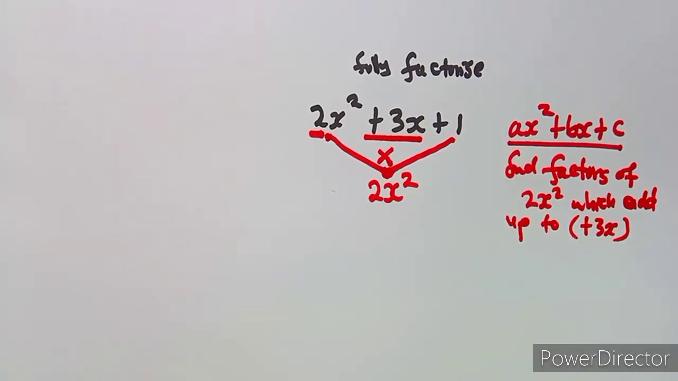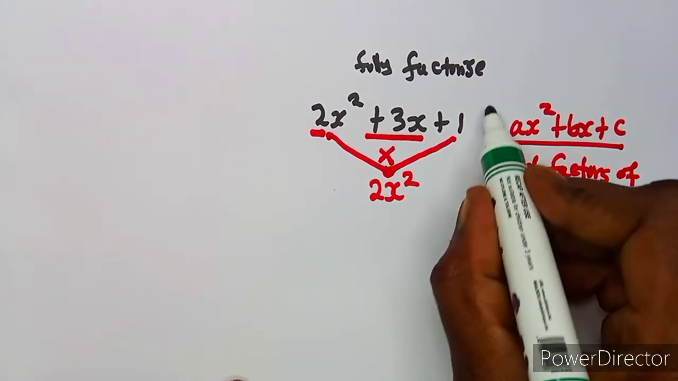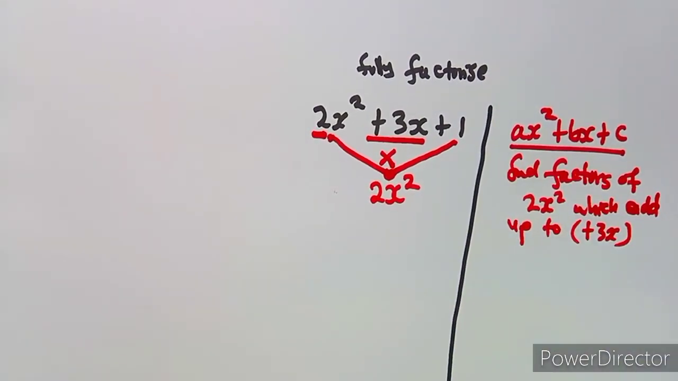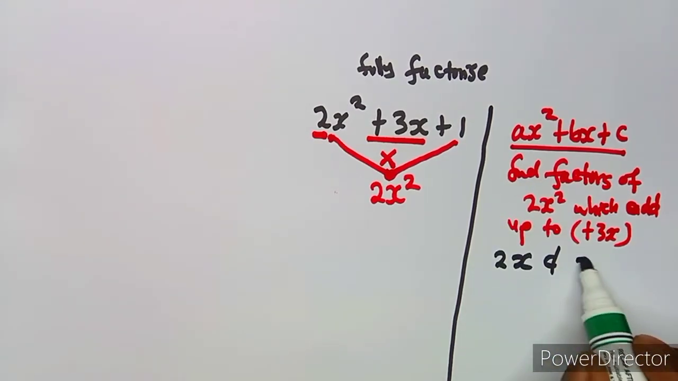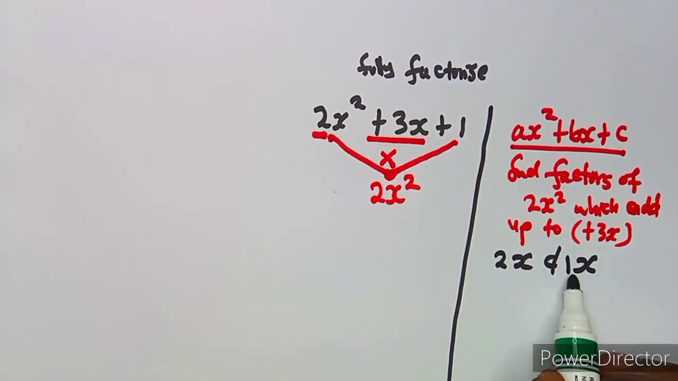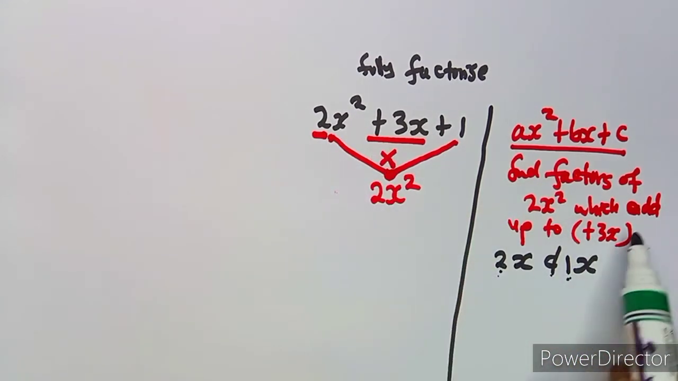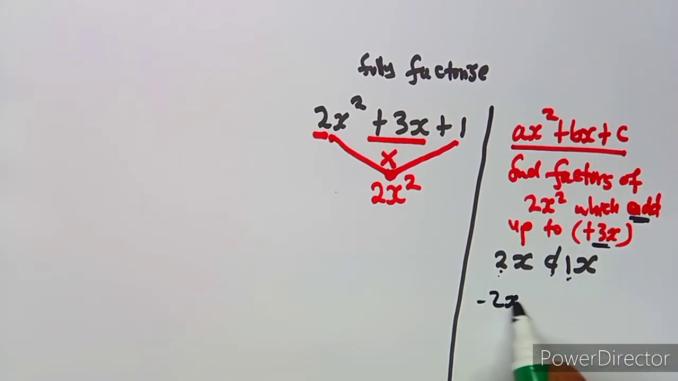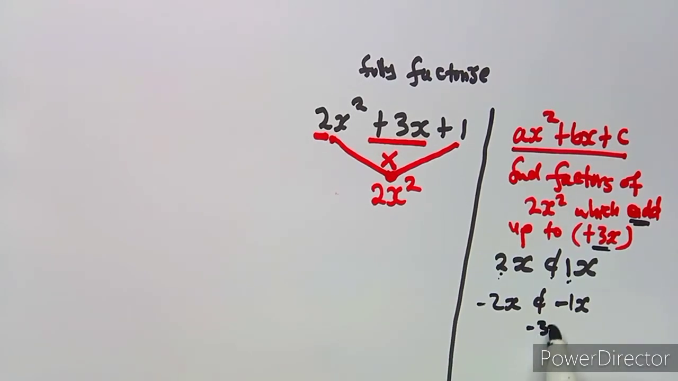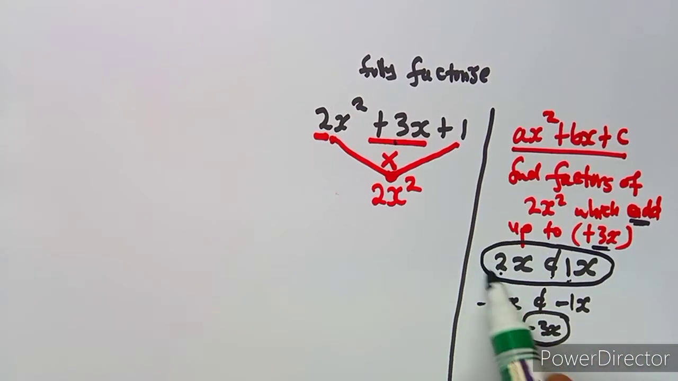Okay, so guys, what are the factors that we are talking about here? The numbers that you can actually multiply to get 2. We have got 2 and 1. So 2x and 1x, but 1x is the same as x. So 2 times 1, that's 2x squared. 2 plus 1, that's 3. When you add, they must give us 3x. So 2x plus 1x is 3x. Minus 2x and minus 1x, which is minus x: if you multiply these two, you're going to obtain 2x squared, but if you add, you're going to obtain minus 3x, which is not this one, because we want positive. So these are the factors.